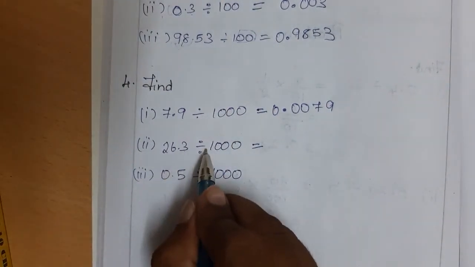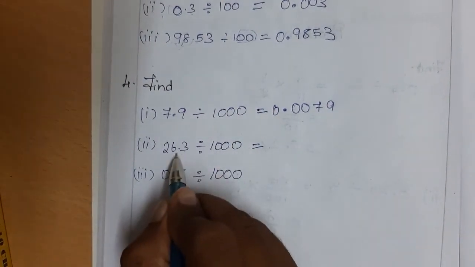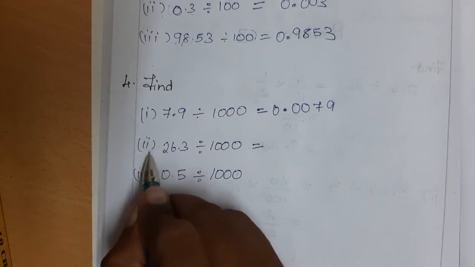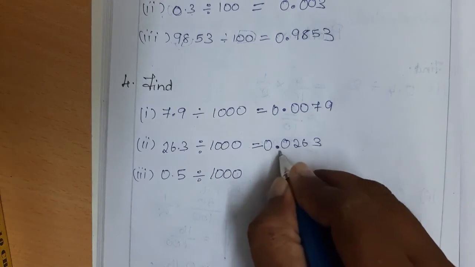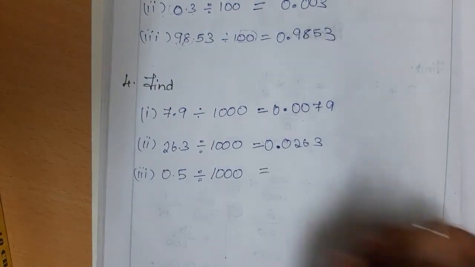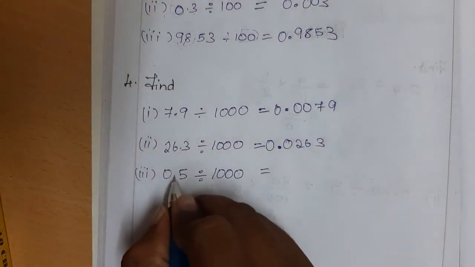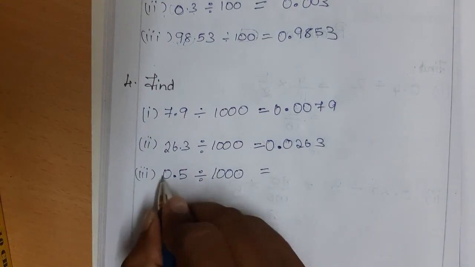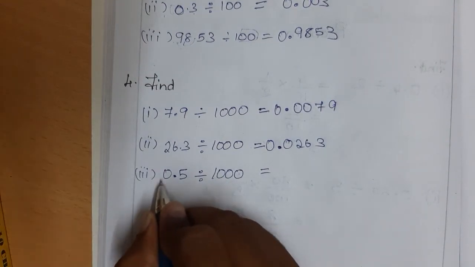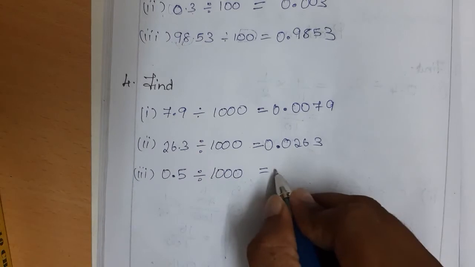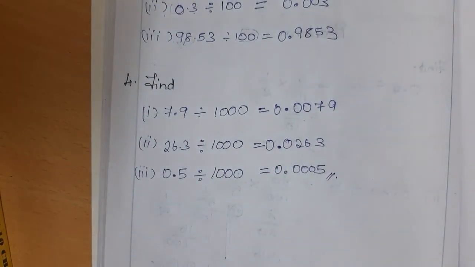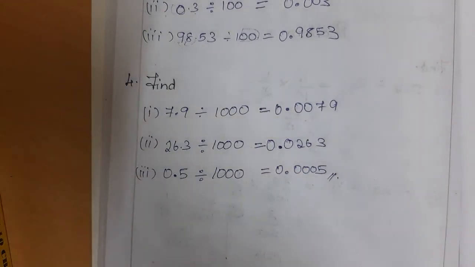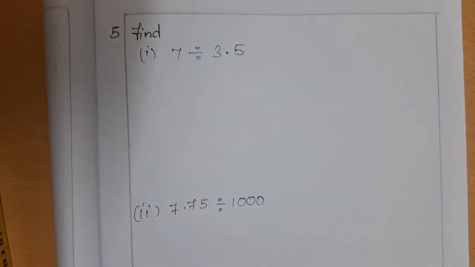Next, 3 zeros, the same, divided by 1000. So 26.3 divided by 1000. 2 digits are there, 1 more digit is not there. So let me add 0, 0.0263. And the decimal is here, so 0.0263. Clear? The same, 0.5 divided by 1000. So we have to move 3 digits. 1 digit is 0. The 2 more digits are also 0. So 0.0005. Right?